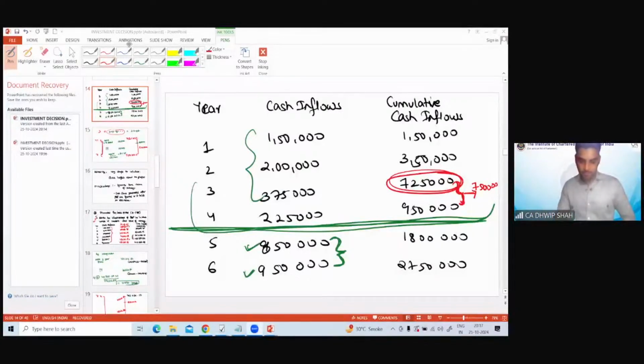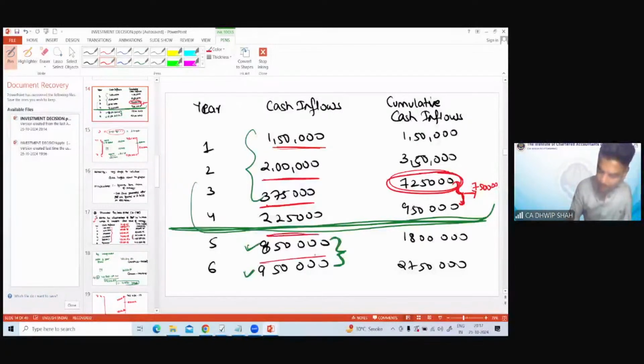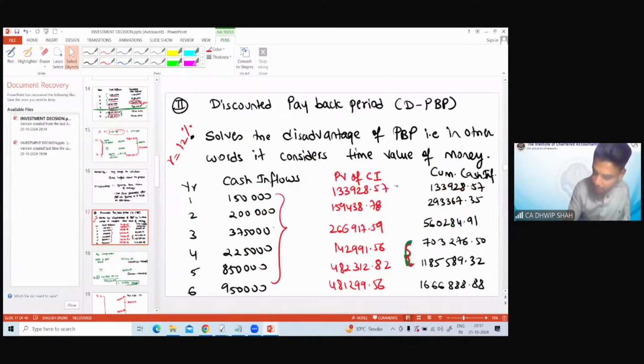Apurva, did you get this? Payback period and discounted payback period. Oh, I just explained the entire Ramayana. Payback period ignores the time value of money. See, here we used the absolute figures of cash inflows. In cumulative cash inflows, we just used these absolute figures. And in discounted payback period, for calculating cumulative cash inflows, we use the present value figures. We did the cumulative of the present value of cash inflows. This is the difference between payback period and discounted payback period.